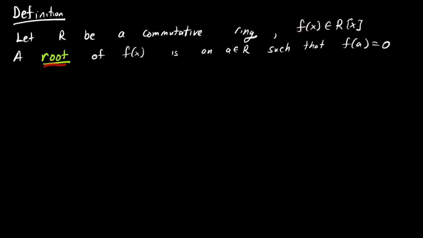A root of f of x is just an element A of our ring R such that f of a is equal to 0. And I guess I should have a 0 sub r over here. It's the 0 element of my ring.